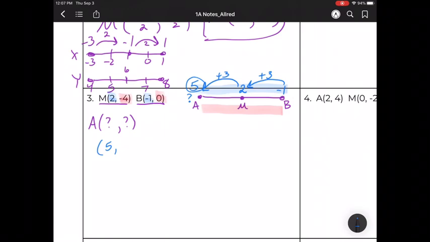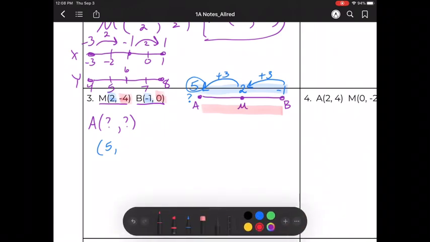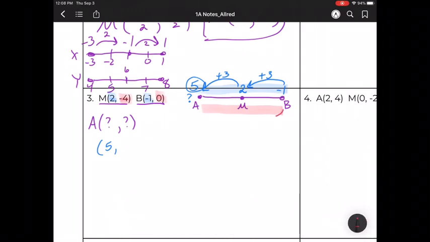All right? Now we're going to do the same thing for the y values. We're going to follow this pattern of counting. So we're going to fill in our coordinates for M and B this way. B has the y coordinate of 0. M has the y coordinate of -4.